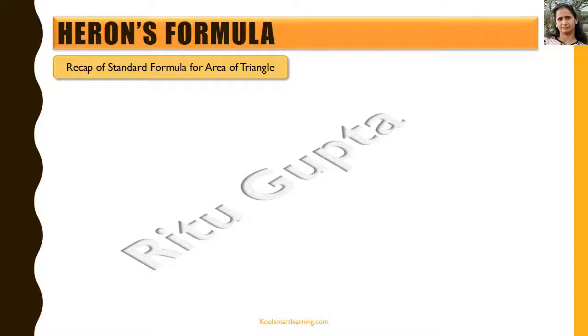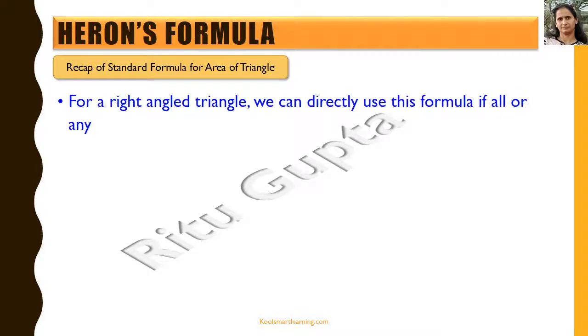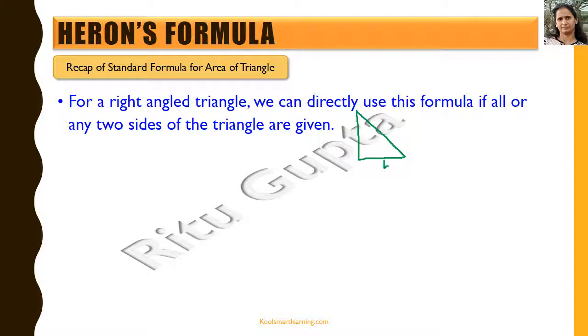So friends, now let's see how we use the standard formula for finding the area of a triangle. Now if we have a right angled triangle, let's draw a right angled triangle. And we have this as the base, this is the perpendicular and this is the hypotenuse. Supposing perpendicular and base are given to us, we can directly use the formula which is half into base into height, which is perpendicular in this case. So this is the simple way of finding the area of the right angle triangle.